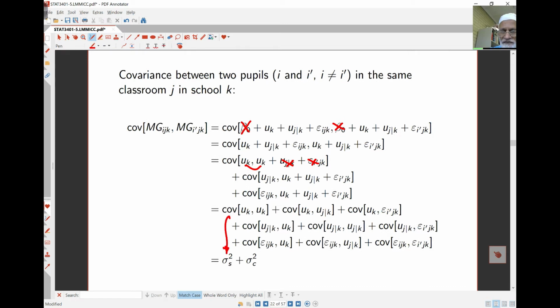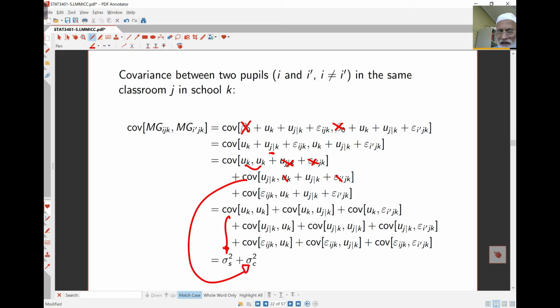In this next term here, when I'm looking at this second bracket over here, when I'm looking at the covariance of the UJK with everything else, again, because of independence, that drops off, and that drops off. So now what I have is UJK with UJK, which is the class level variance, which is this here. So the covariance of something with itself is the variance.